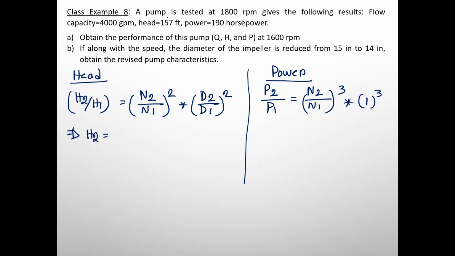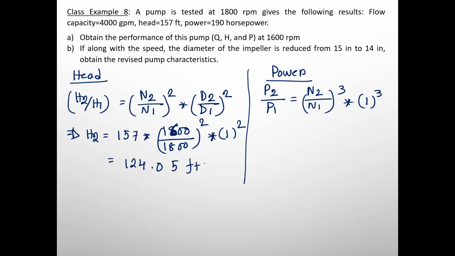So for H2, H1 was 157. It's actually 1600 over 1800 squared and 1 squared. And finally, it's 124.05 feet. For P2, P1 is 190 horsepower. Since you are working with the same type of parameter on top and bottom, you can skip the conversion part. But if you want to do the conversion, you can do that. I'm skipping that part.